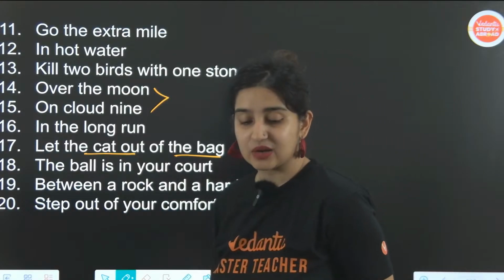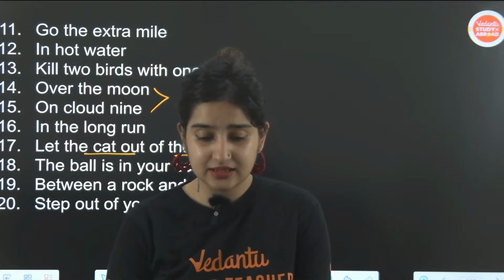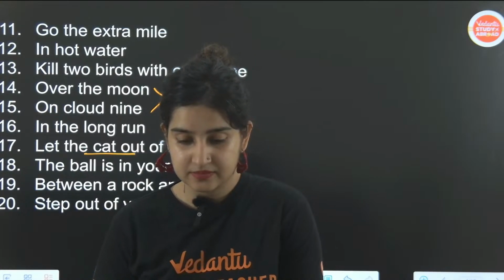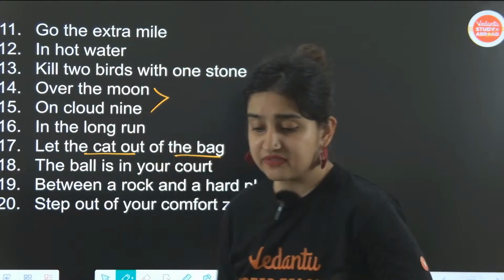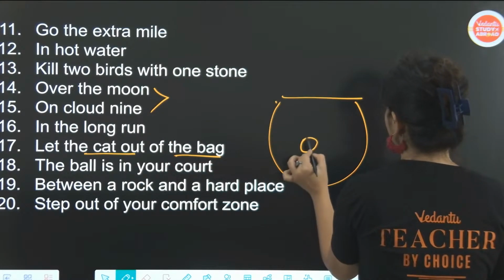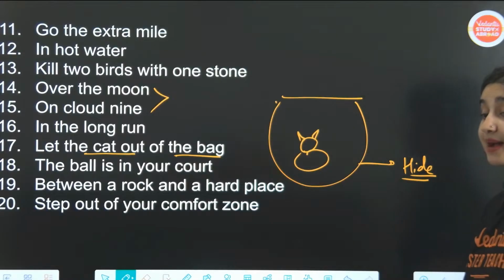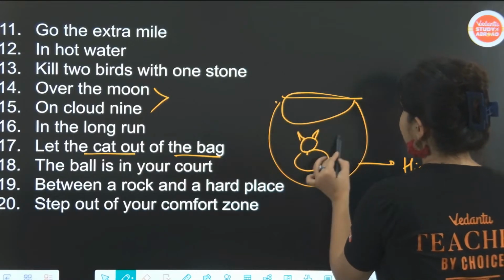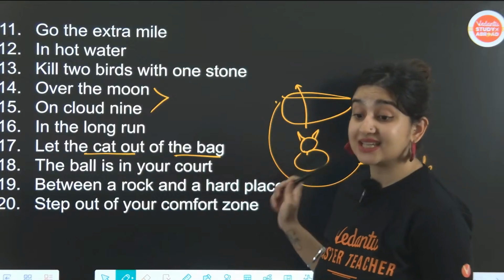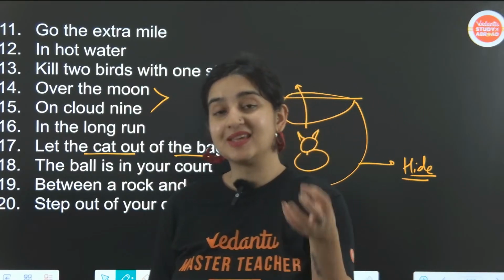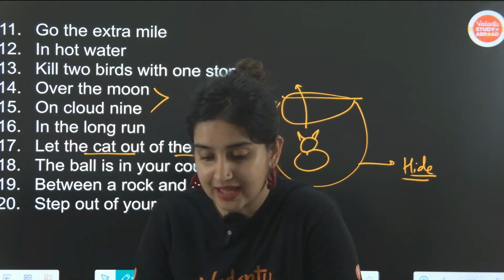Now here, let the cat out of the bag means what? Why would you put a cat in a bag? And why is somebody asking you to take it out of the bag? What can that mean? Let's try guessing the meanings. If somebody keeps a cat in a bag, why would they do it? To hide the cat, right? But what if accidentally they open the bag and the cat plops out of it? What happens then? Everybody gets to know that there was a cat in this bag. So something that you were meant to hide, now everybody knows about it. So what can the idiom mean? What do you think that means?